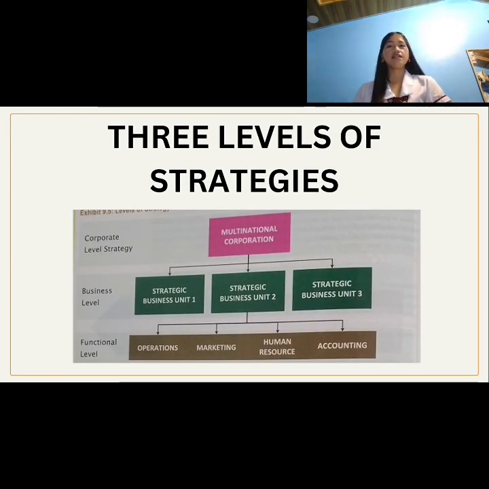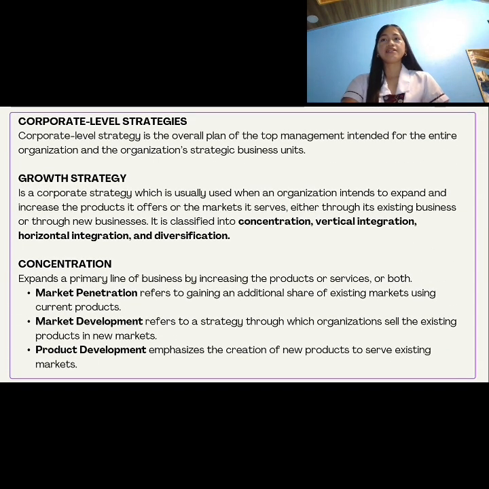So there are 3 levels of strategies. First is the corporate level strategy, business level, or functional level. Corporate level strategies. Corporate level strategy is the overall plan of the top management intended for the entire organization and the organization's strategic business units. Ang corporate level strategies is like the big picture game plan for an entire organization.